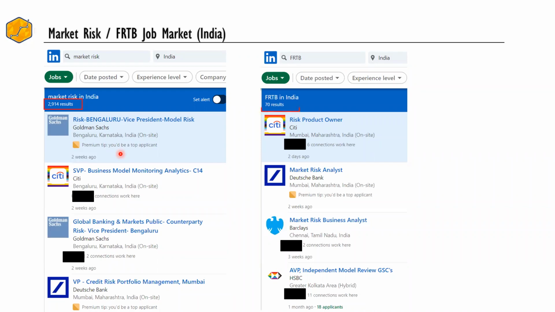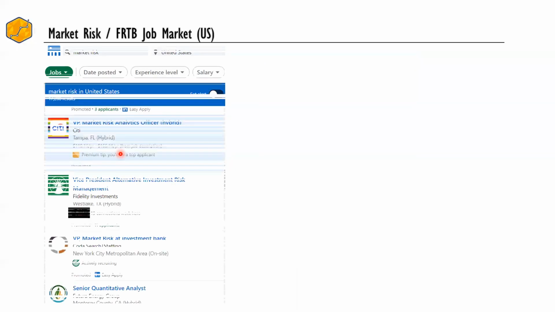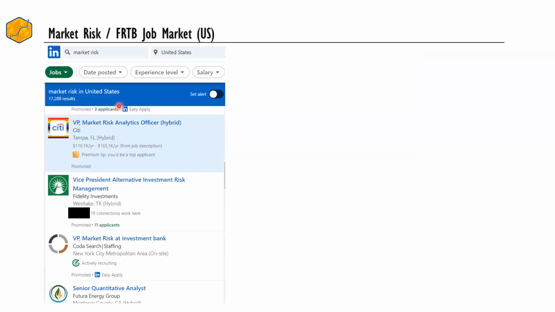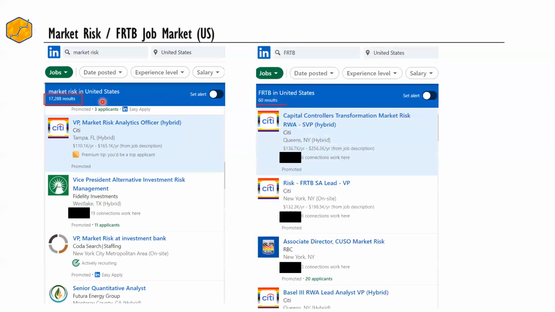So this is the scene in India. If you are thinking of abroad, I am based out of the US, and there are close to 17,000 open positions in market risk. If you type FRTB, you get 60 results. But as I said, all of these market risk profiles require you to know the latest standard. That's the job scene. I don't have to tell you that market risk is hot in the job market. So if you want to build a career in market risk, you have to know FRTB and you have to know Python.